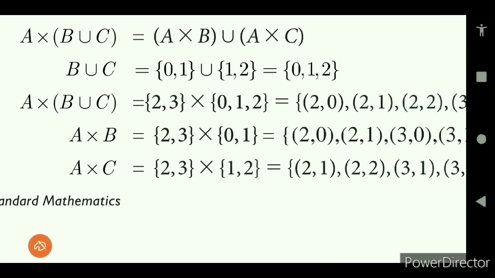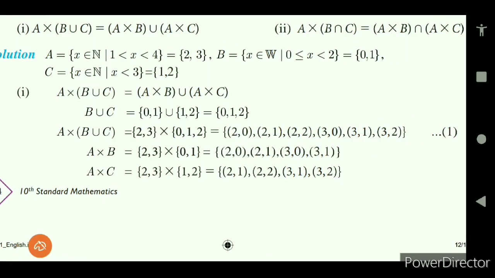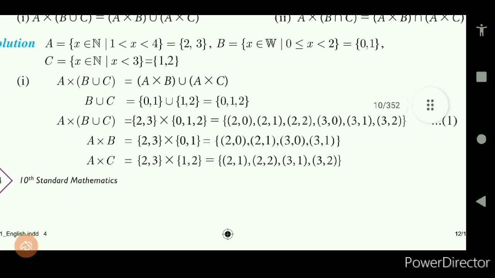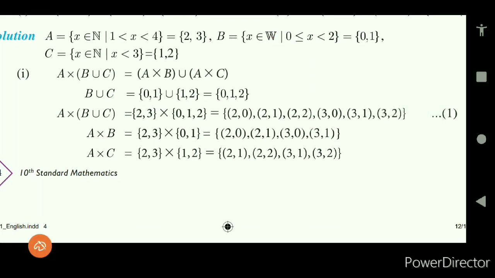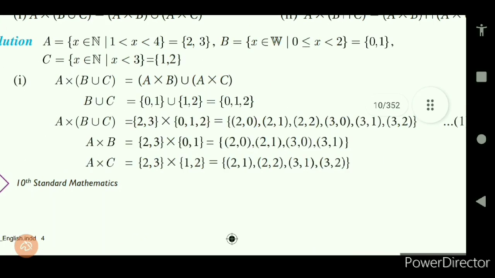So A cross B union C, we will get the answer these things. I'm not saying elaborately. I will elaborate the answer for the exercise sums. You just solve this sum and try to get this answer. I'm not going to say elaborately all the elements which are present in the sum.